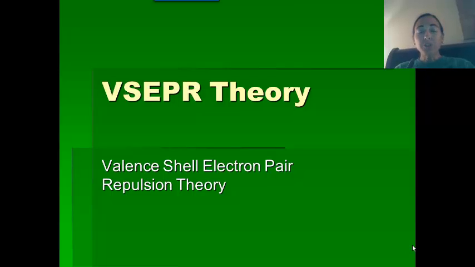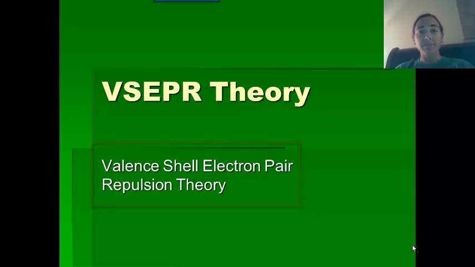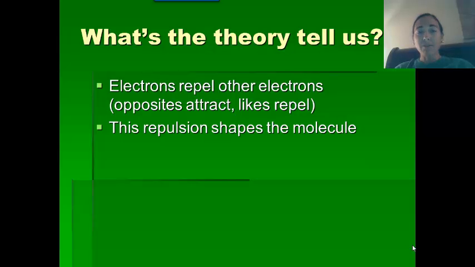Once you've learned to draw the Lewis diagram for a molecule, it's important to start looking at what its three-dimensional shape will be, because that has some impact on its behavior. The theory that we're going to use is called VSEPR Theory, and those letters, VSEPR, stand for Valence Shell Electron Pair Repulsion Theory.